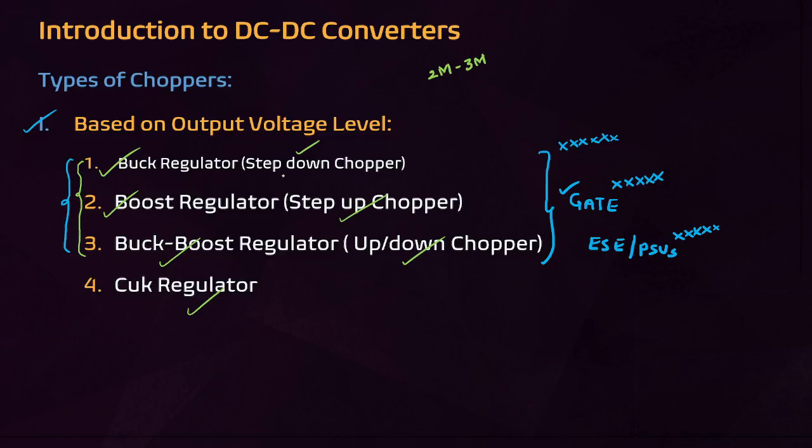But extra, I am giving types of choppers based on commutation, because in GATE 2024, the questions were framed based on that. That's the reason why I am going to give the types of chopper based on commutation also. Those observations also you have to concentrate on.